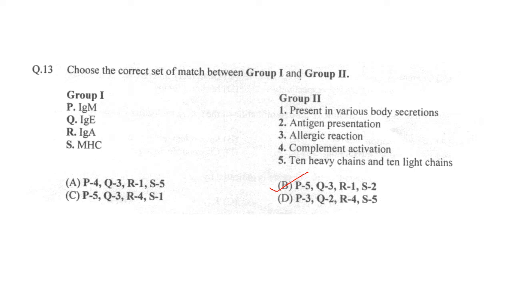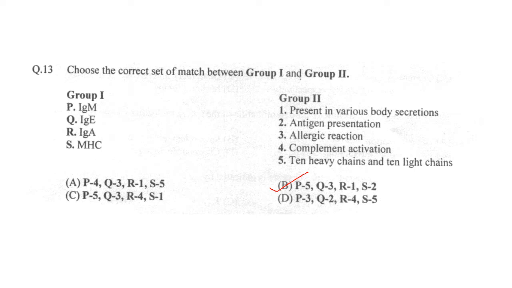IgM is 10 heavy chains and 10 light chains. It is a pentamer, so option 5 from group 2 will be P5. Now you have two options with P5, that is C and B. A and D you can strike off because P is 4 in A and P is 3 in D, so you need not look at those.